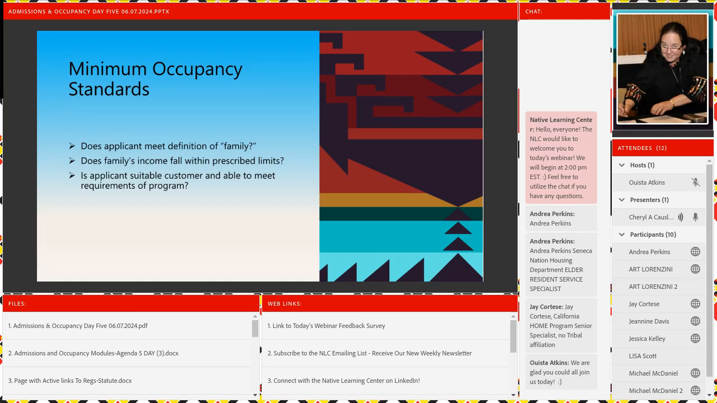Is the applicant a suitable customer and able to meet the requirements of the program? You really need to look at, are you going to allow people that have been evicted back in your program? Your A&O policy needs to address that. Are you going to allow people that owe the housing entity money? Are you going to take their application? We wouldn't. We wouldn't even take that application until it was paid in full. That's something that you can put in your A&O policy.